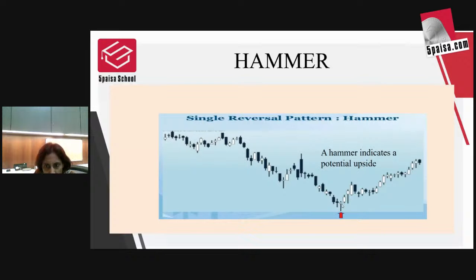So if you are witnessing this, and on the very next day you witness a white candlestick or a bullish candlestick, that is a green candlestick, it kind of confirms that yes, from here on, the market is going to go up, and then you can go for taking a long position, right?